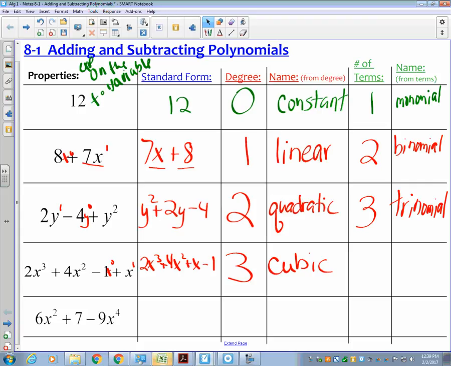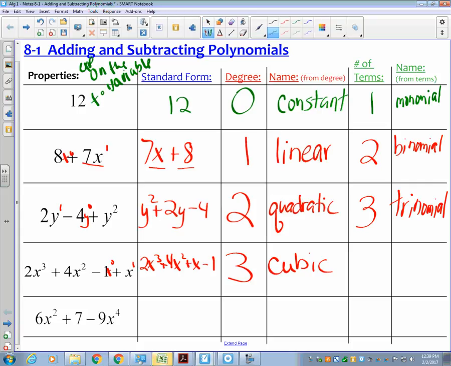Second one, it's 8 plus 7x. We put the 7x in the front because it always is ordered from greatest exponent to smallest exponent. It has a degree of 1 because x is to the first power. You take that exponent and it matches your degree. It is linear because when we graph this, it makes a straight line. It has two terms, the 7x and the 8, and it is a binomial.